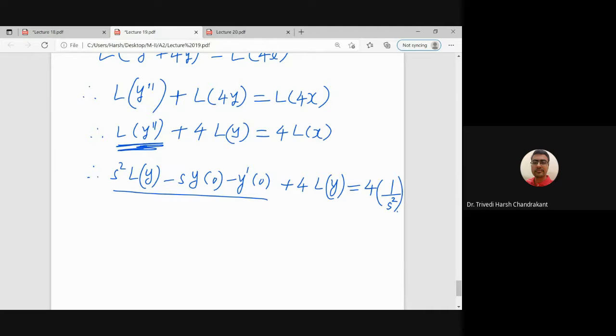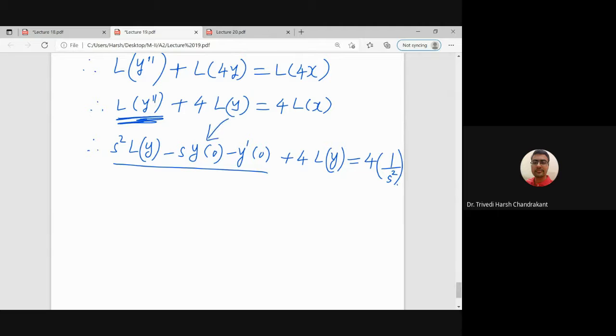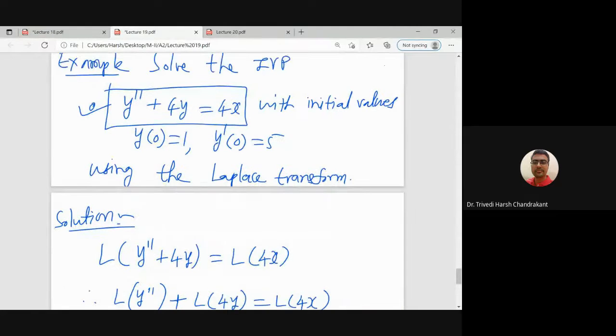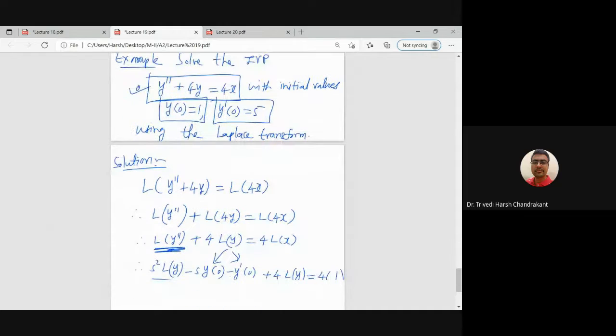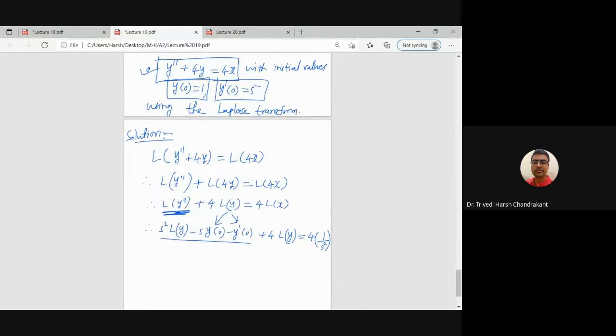So this equation we got, and then we know the initial values, right? That is given in the example. y(0) is 1 and y'(0) is 5. So let us substitute the initial values now. What we get is s² Laplace of y minus s times y(0), which is 1, minus y'(0), which is 5, plus 4 times Laplace of y is equal to 4 divided by s², right? So s times 1 is s. So let us just remove this 1, right? So we get this formula.